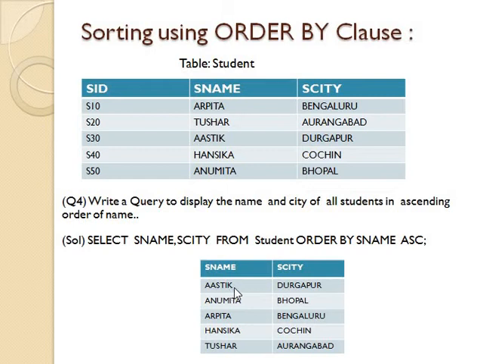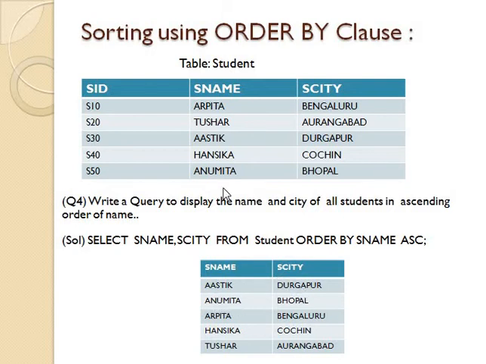In this ascending series, the student name Astik will come before Anumita, where Anumita comes before Arpita, Arpita comes before Hansika, and Hansika comes before Tushar. Now, along with the list of the names of students, the query also shows their city. So for the student name Astik, if you see here, the corresponding city is Durgapur. That's why Durgapur appears here.